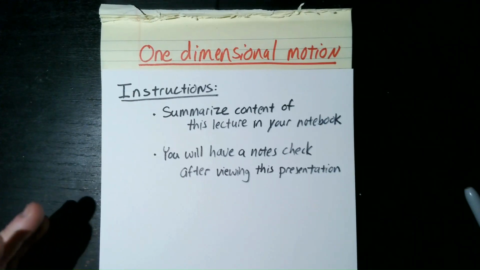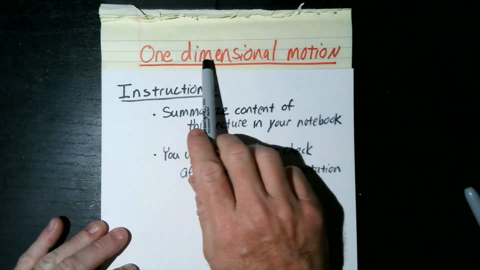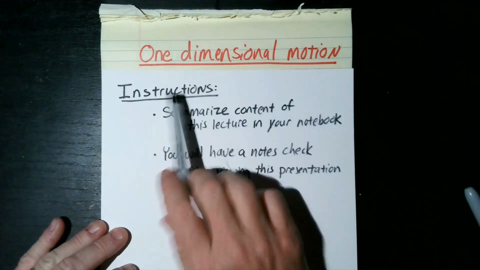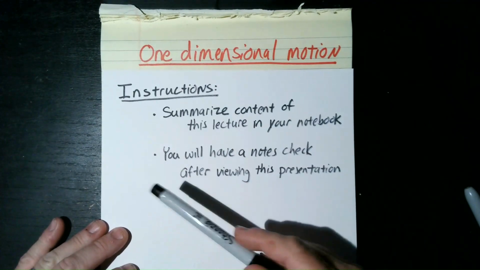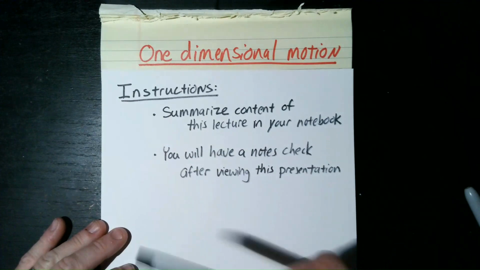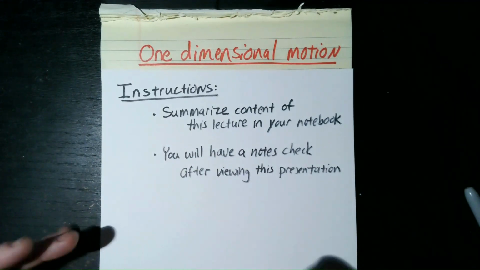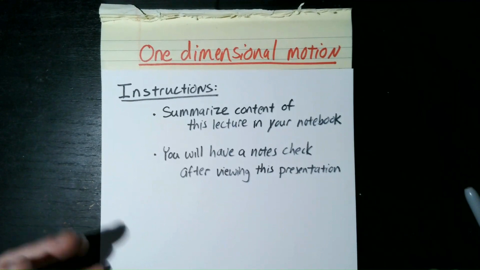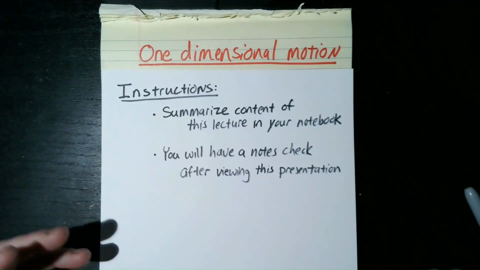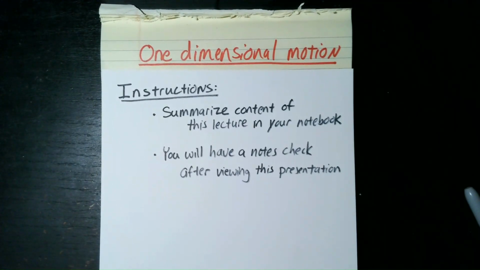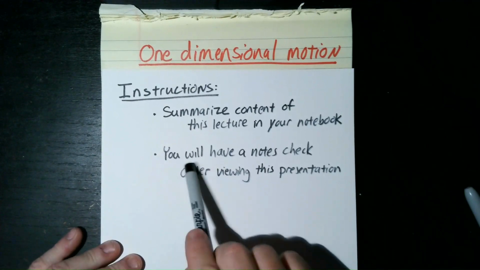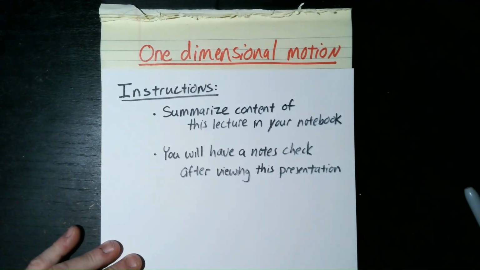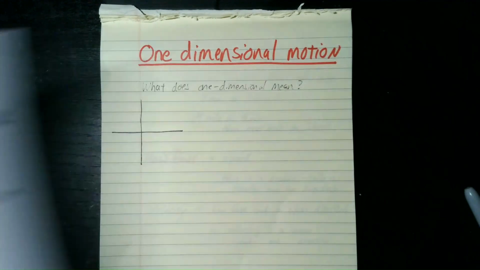So our next topic of discussion is called one-dimensional motion. Here are your instructions. As you view this video, I need you to summarize the content of this lecture in your notebook. Write down any key vocabulary terms. We're going to start having some formulas, and any main concepts or ideas that you think are important in this discussion. You are going to have a notes check after viewing this presentation.